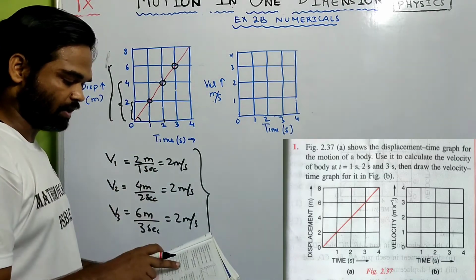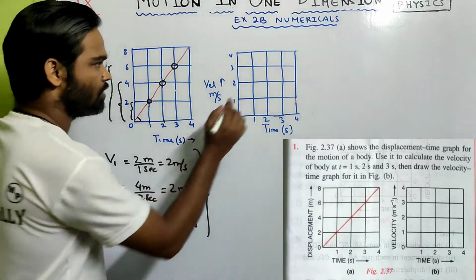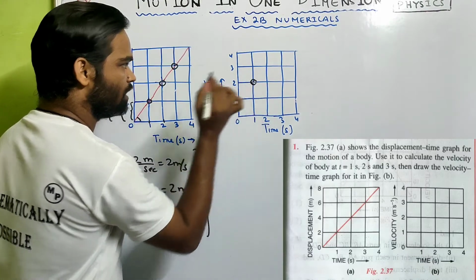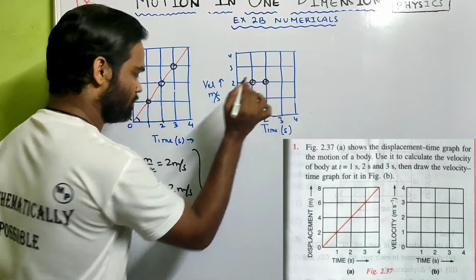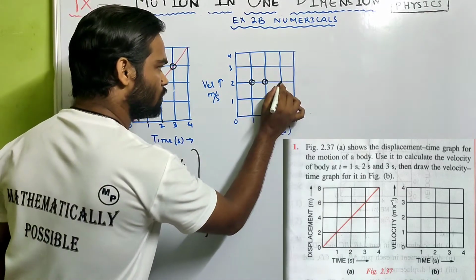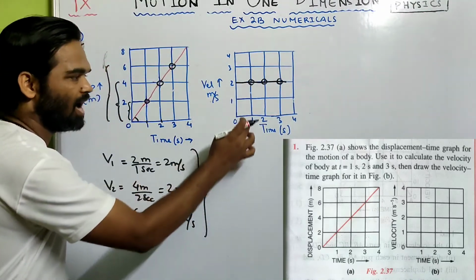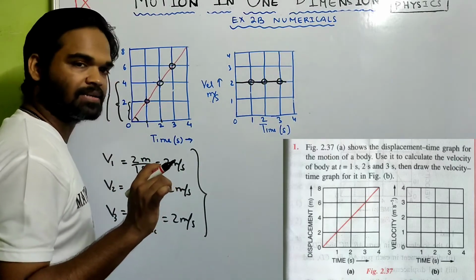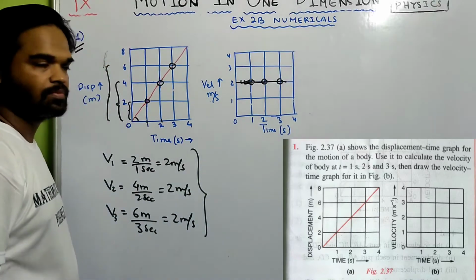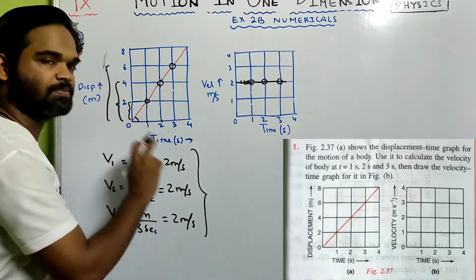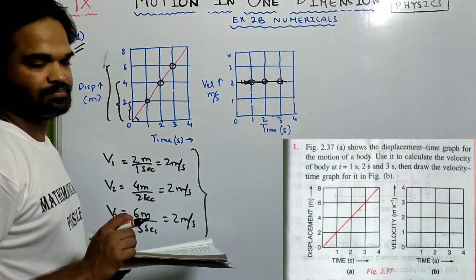Now they told us to draw the velocity-time graph. Very easy. After 1 second, the velocity was 2 meters per second. After 2 seconds, again it was 2 meters per second. After 3, it was again 2 meters per second, which means we'll get a straight line parallel to the time axis, isn't it? So this is your graph, velocity-time graph for this displacement-time graph. Clear? Now let us look at the next sum.